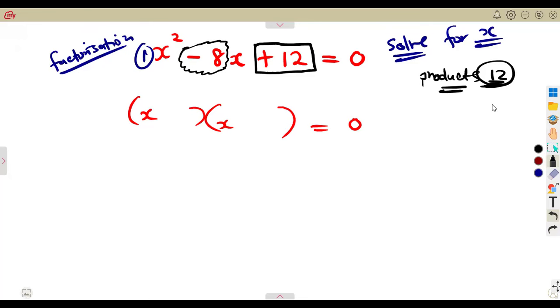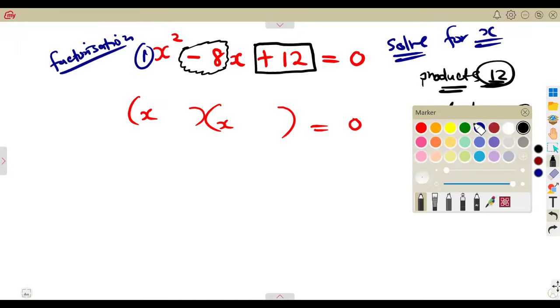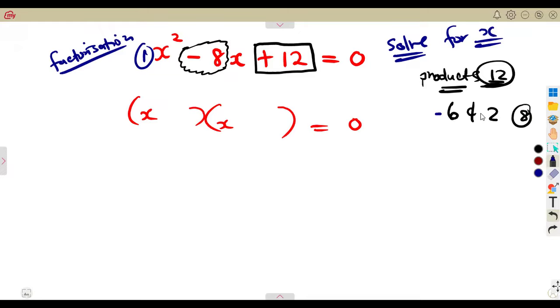You take two numbers, you multiply them, 6 and 2, you get a 12. But if you add 6 plus 2, it's what? It's 8. 6 plus 2 is +8, not -8. So how can we obtain a -8 by adding? This must be negative, this must be negative.